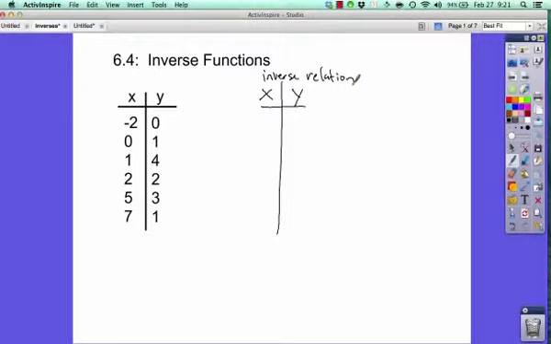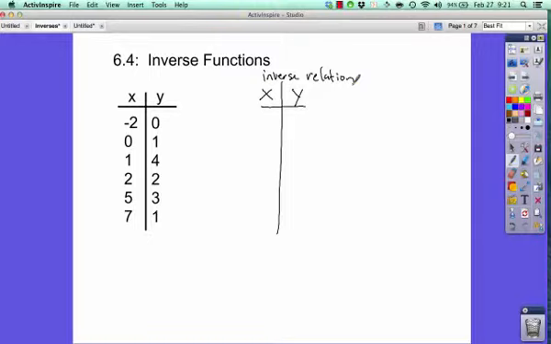A function is a relation, but a relation is not necessarily a function. A function has that restriction where one input can't go to two places. A relation is just any way that you match up numbers. You match up something over here, and it's okay with a relation for them to be matched up in any way. So for now, I'm going to call this an inverse relation, and you'll see why.